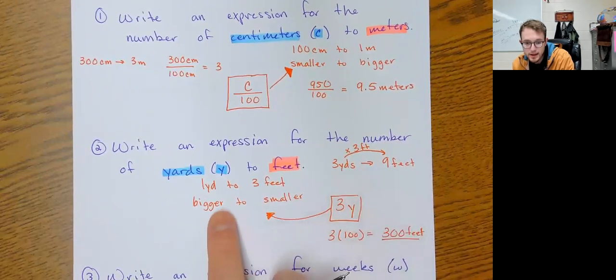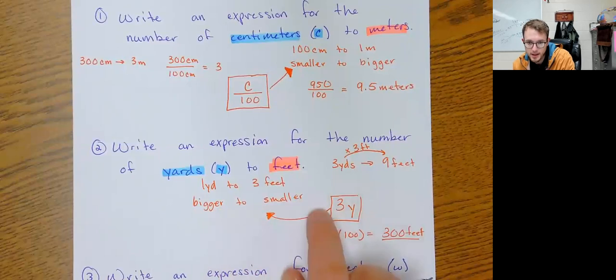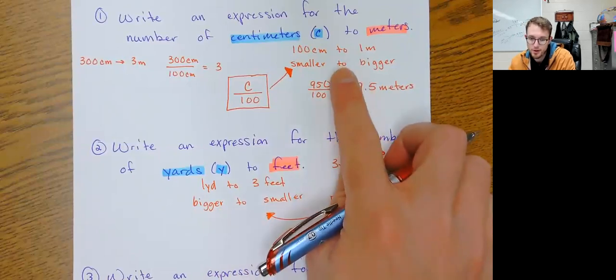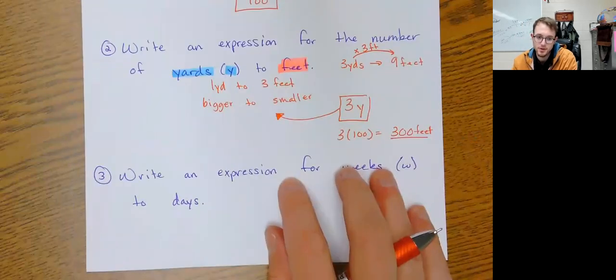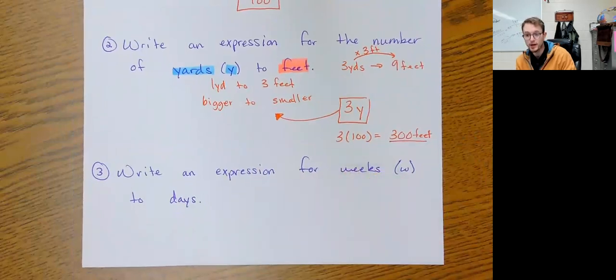That when we're going bigger to smaller, it's multiplication. But when we're going smaller to bigger, it is division. So if we look at this next one, we can start doing this a little bit quicker once we have that.